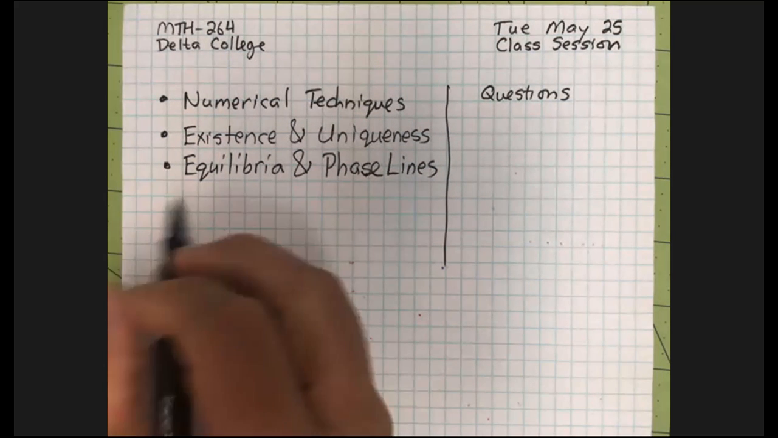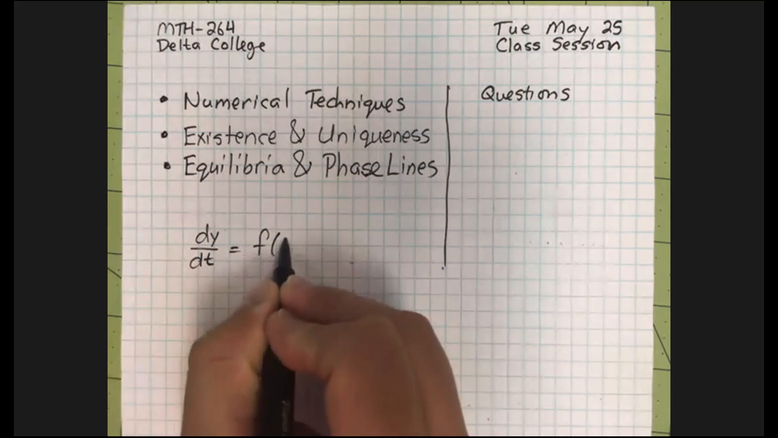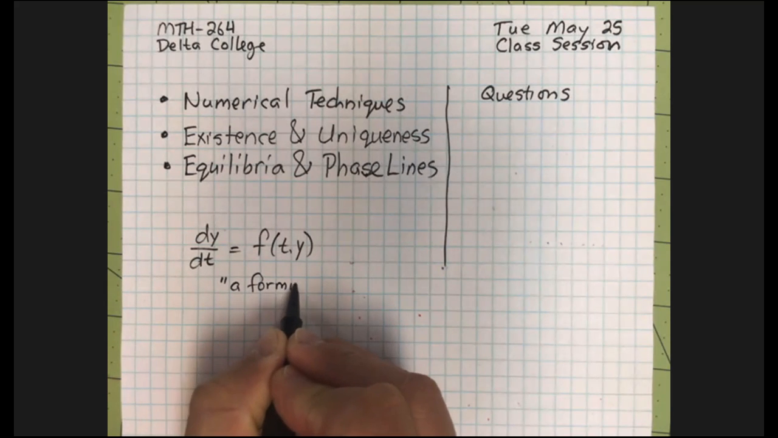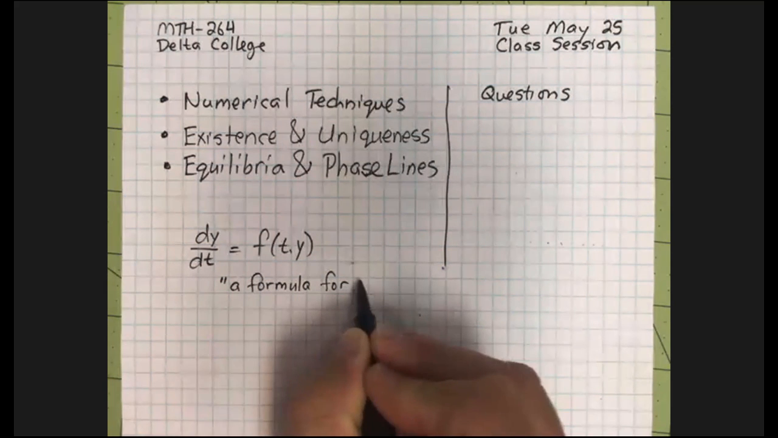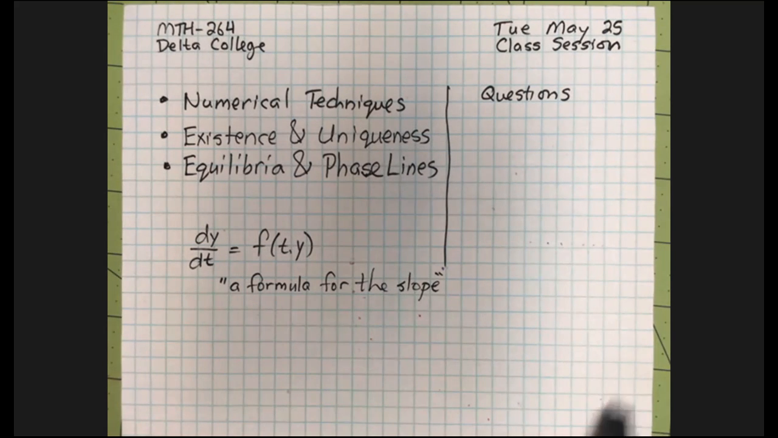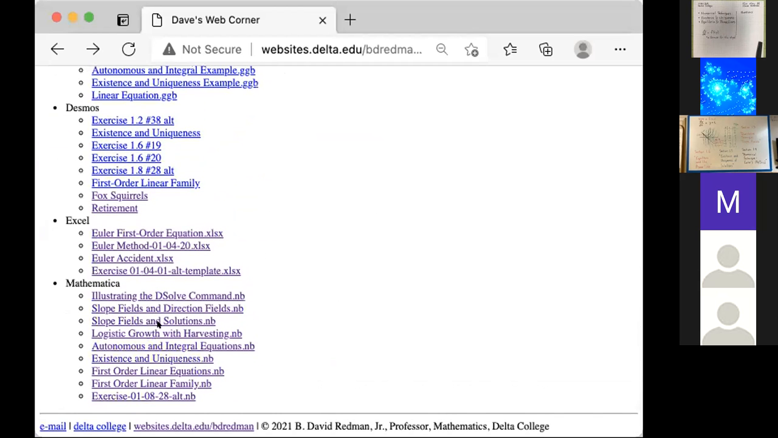Okay, so now I know that a first order differential equation is a formula for the slope, in a very casual way. So I'm gonna open up one of my Mathematica notebooks. I would find it on my website. I'm gonna choose this one called slope fields and direction fields, and then slope fields and solutions. And I just might open up a blank one and show you how to do something on a blank one.